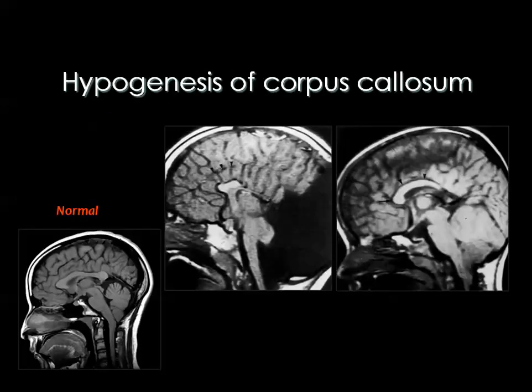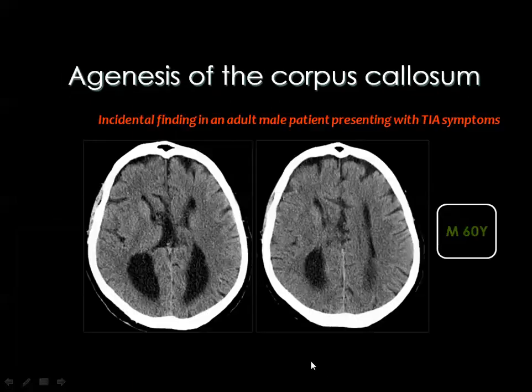Then if you look here, this is the normal appearance of the corpus callosum, and this is a case of partial agenesis. You can see the genu and part of the body. You cannot see the splenium and you cannot see the rostrum. And this is a severe type of hypogenesis of the corpus callosum. Of course, MRI is very good here compared to the CT. And you see only part of the genu and the anterior part of the body. Most of the corpus callosum is not present.